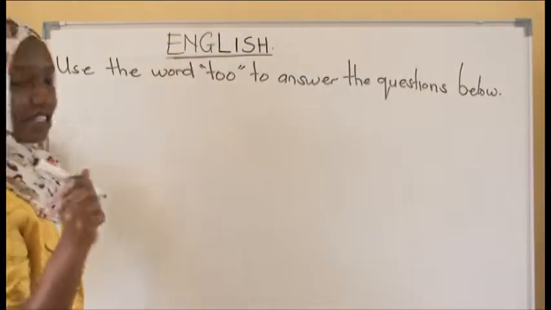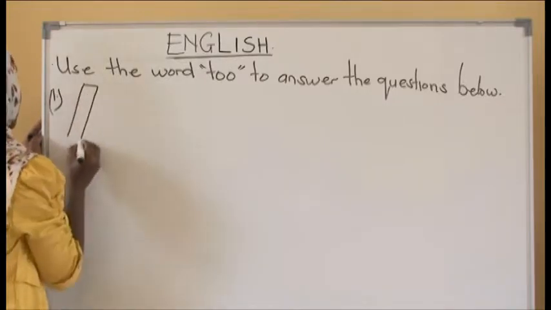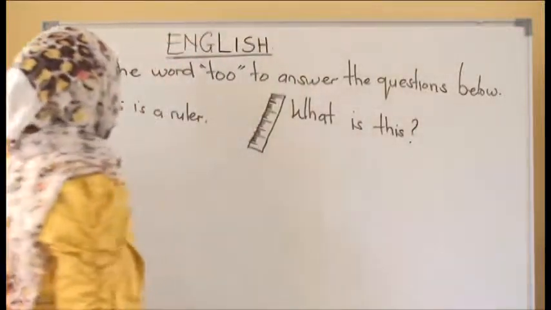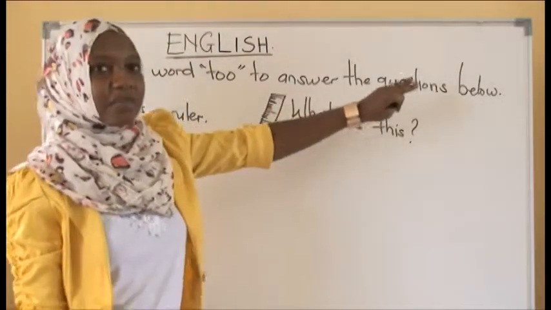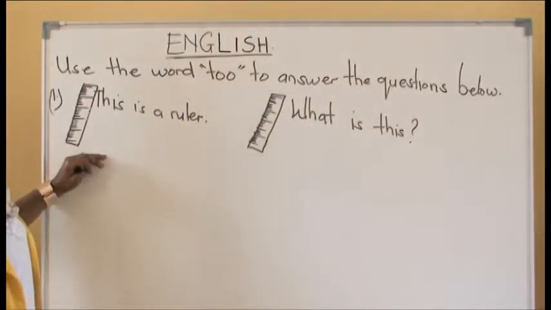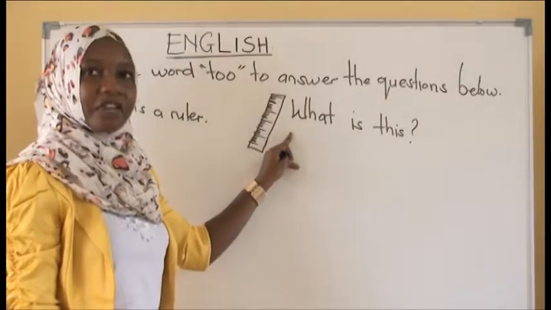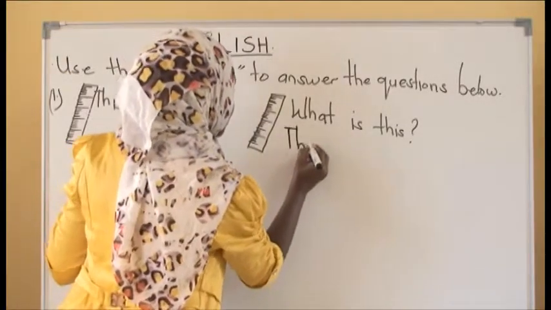And here, in first question, there was a picture of a ruler here. So, because you are told to use the word to answer the questions below, and in first question here, this one here is the ruler, and the other picture here is the picture of a ruler, then you are going to say, this is a ruler too.